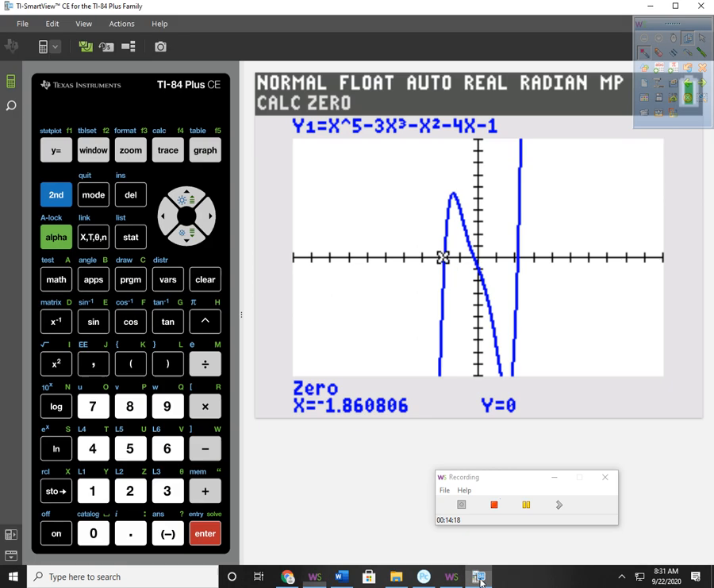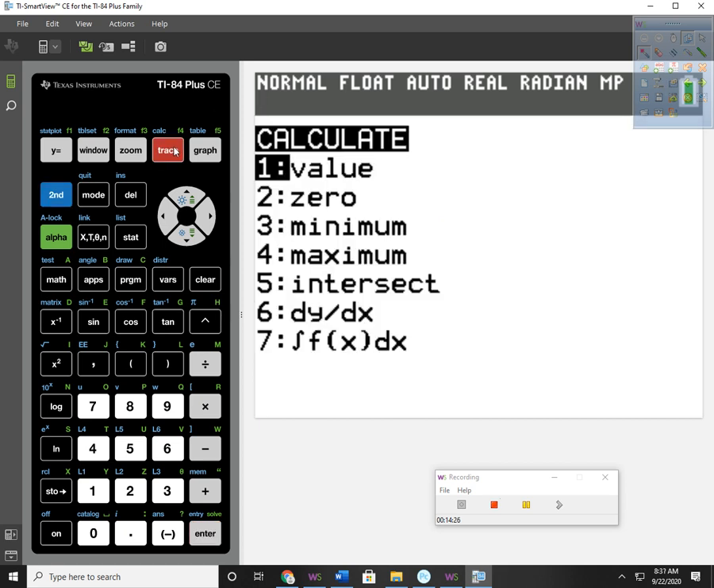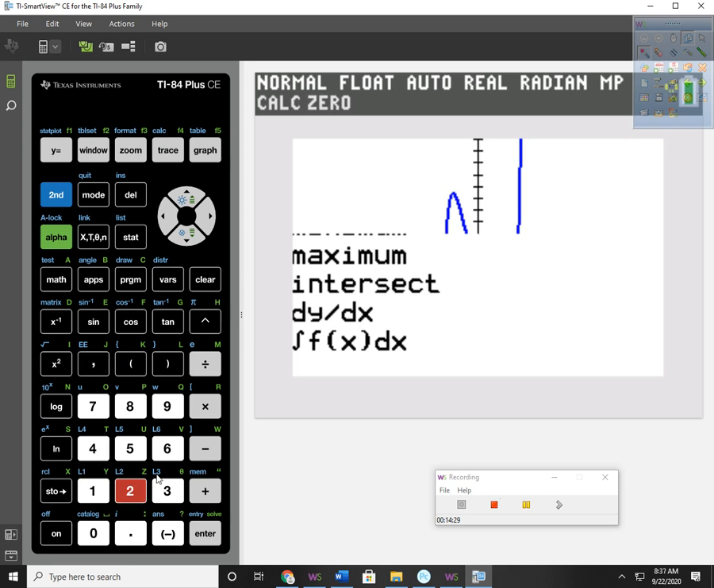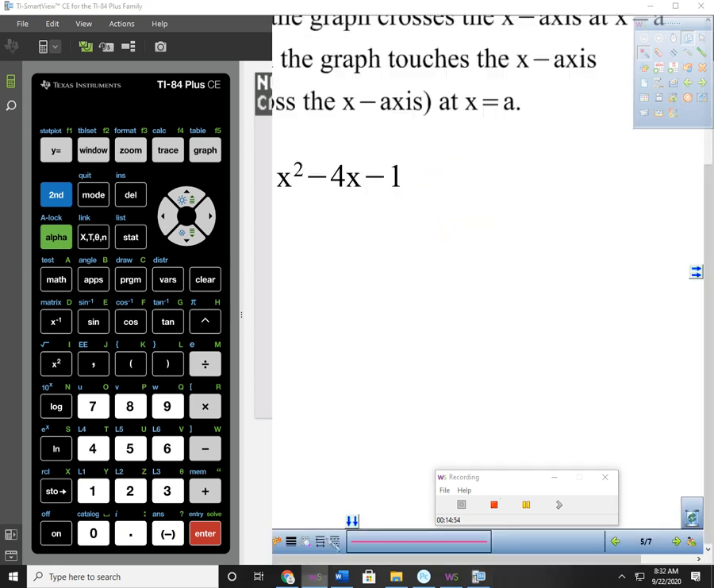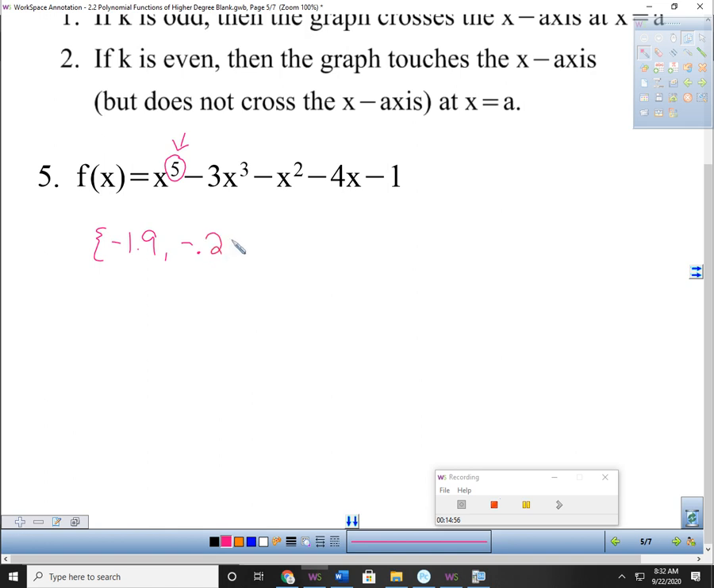All right, then you're going to do the same thing, except you're going to do it to this one right here. So you go back to your calculate menu, the zero, and you want to be on the left side of this zero, so we'll press enter. Then get on the right side and press enter, and then press enter. All right, we jump right there, and we see that's negative 0.25. We'll round there. So negative 0.25.